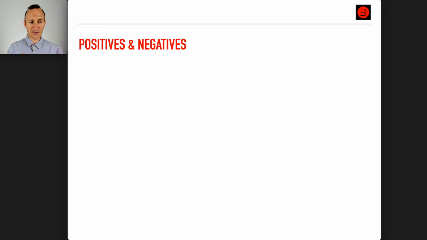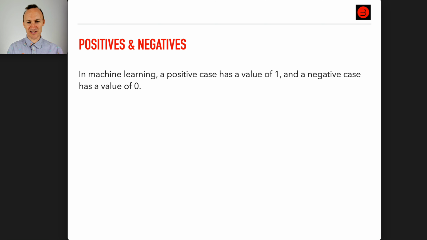So enter the idea of positives and negatives. These are official statistical terms. In machine learning, a positive case is a value of 1 and a negative case is a value of 0. For example, using the exoplanet example, stars with exoplanets are positive. They represent 1% of the data. That's what you're looking for.